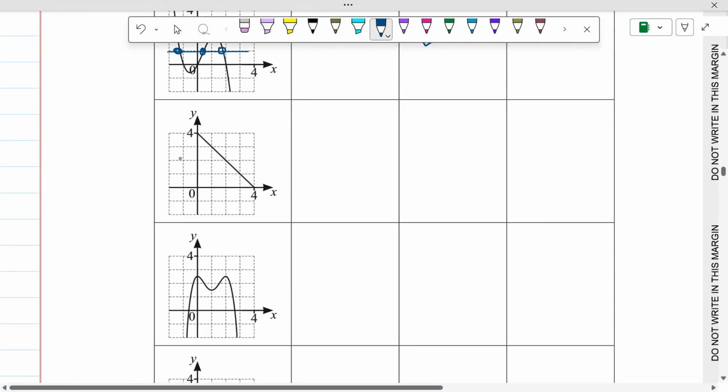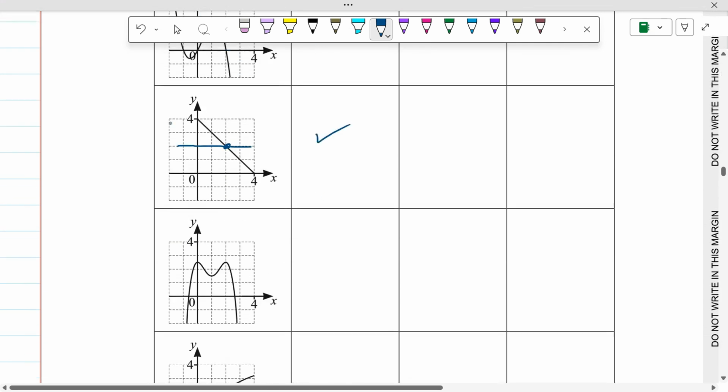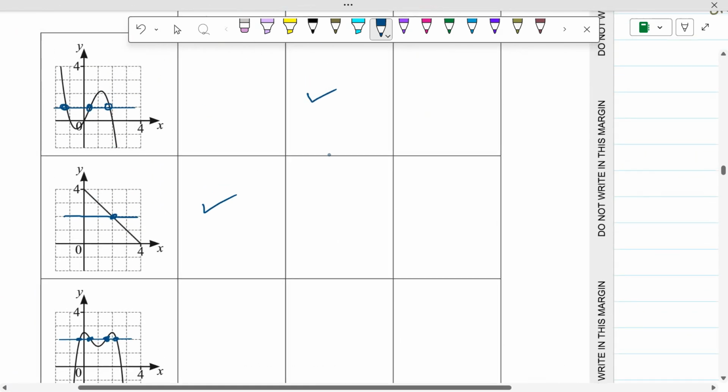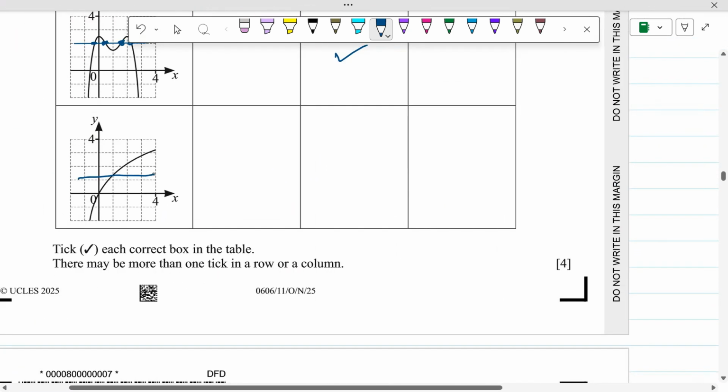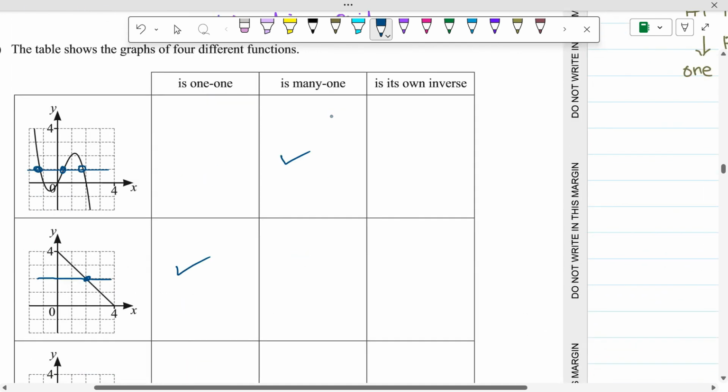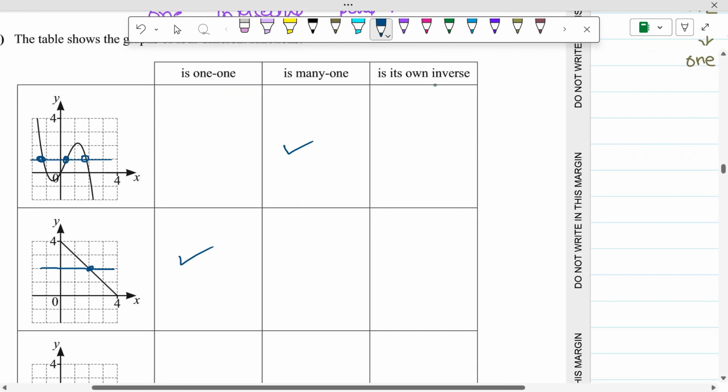Now in this graph, if we draw a horizontal line, we can see there is only one intersecting point. It means it passes the horizontal line test, so this function is one-to-one. Similarly, when we draw a horizontal line here, this graph has more than one intersecting point, or you can say there are 4 intersecting points, so this graph is many-to-one. Similarly, in the last graph there is only one intersecting point, so it passes the horizontal line test and is one-to-one.